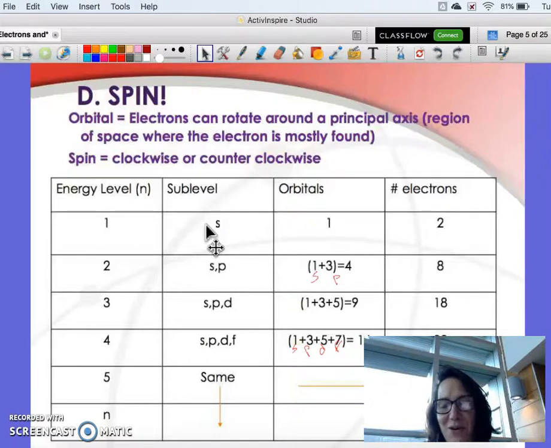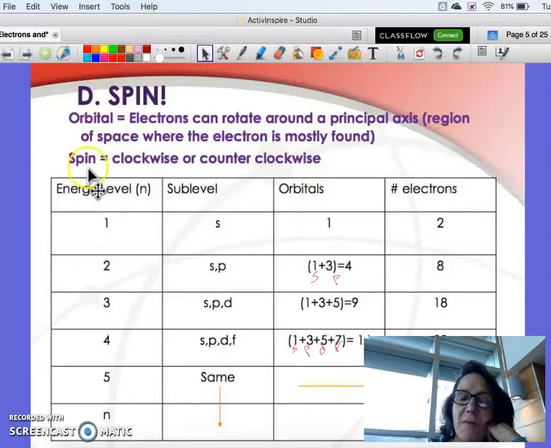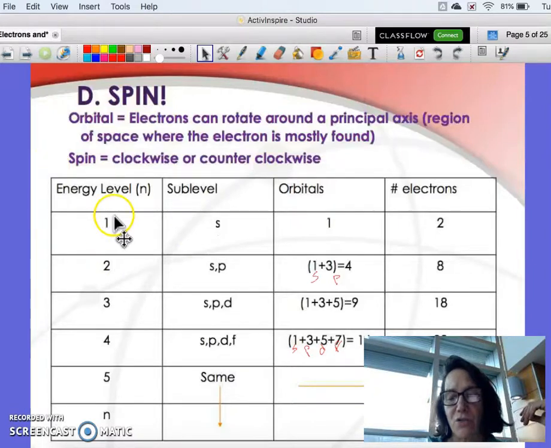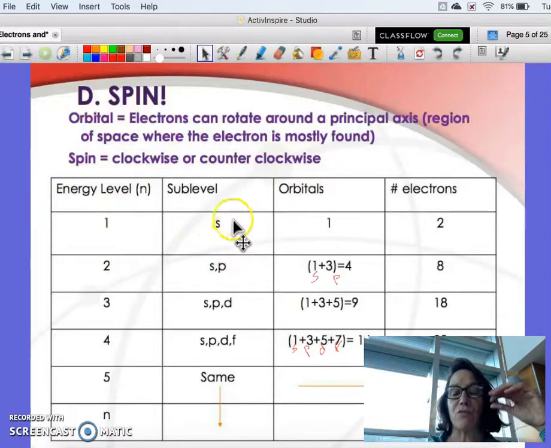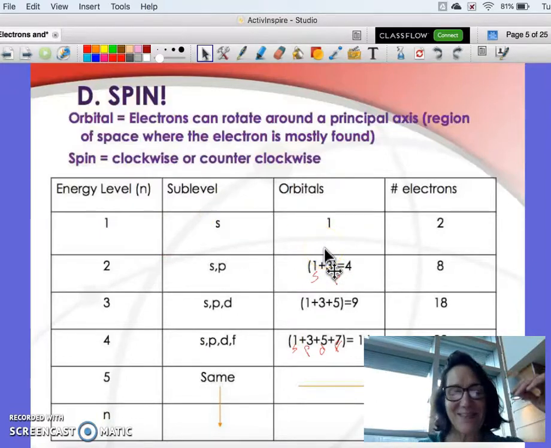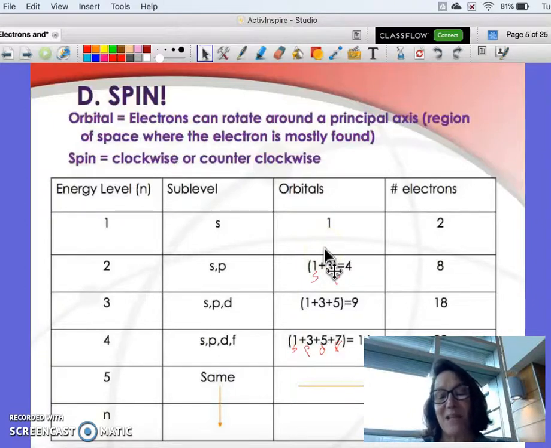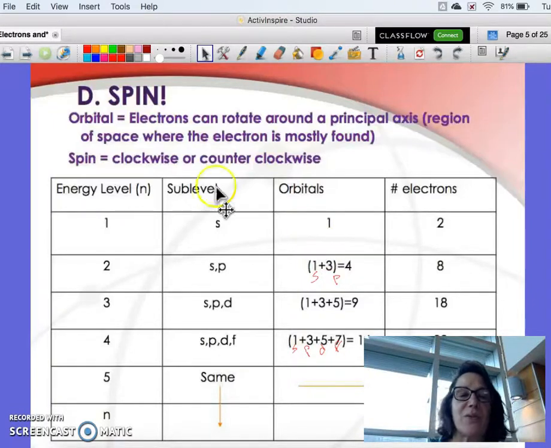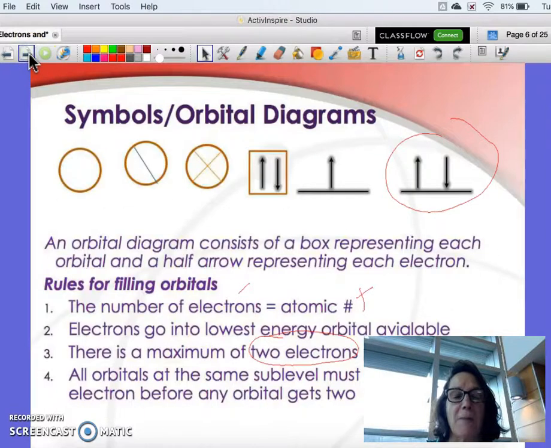I'm using this corny analogy of floors in a hotel. If you think about the energy level as the floor in the hotel, the sublevel is the room, and the orbital is how many beds there are, and every bed can ultimately hold 2 people, but they'd prefer to just have one person in a bed to begin with, so we're always going to fill those orbitals just one electron at a time.